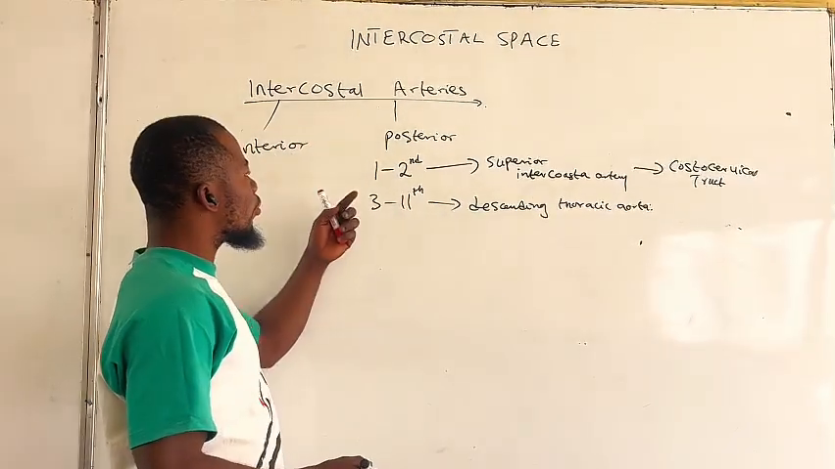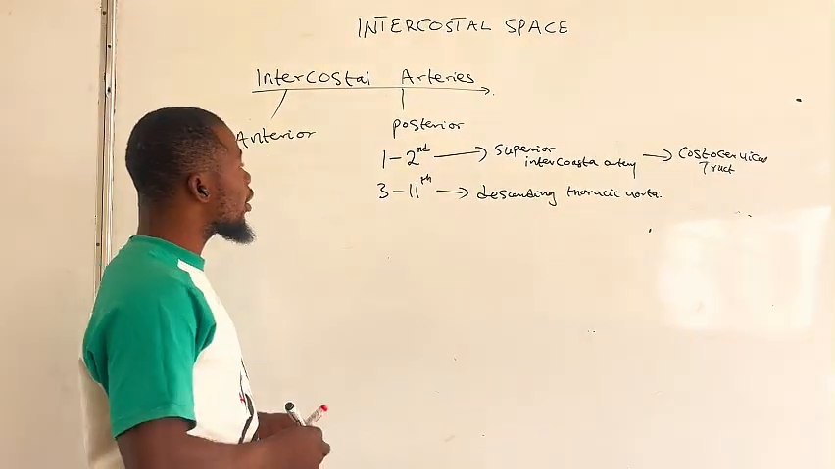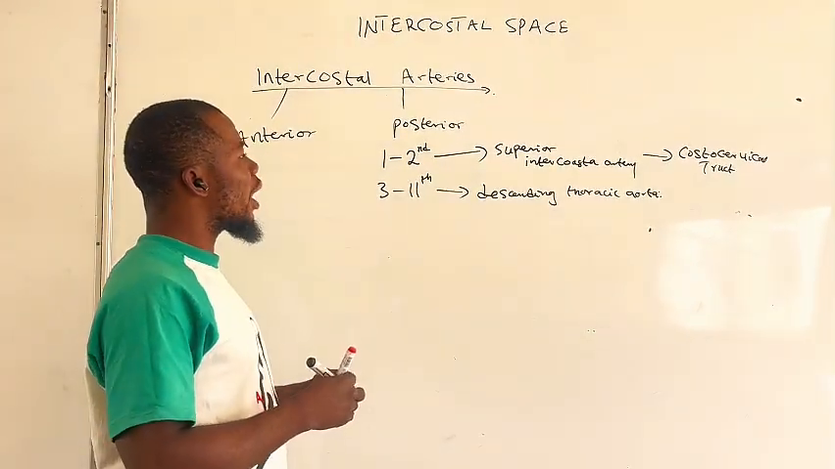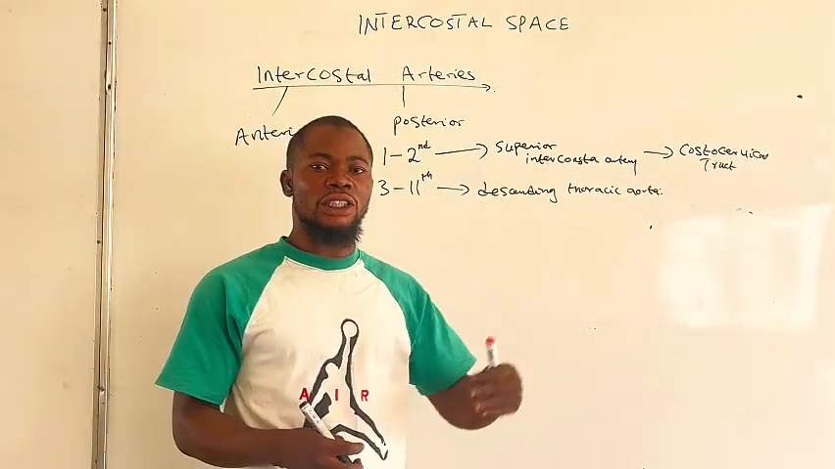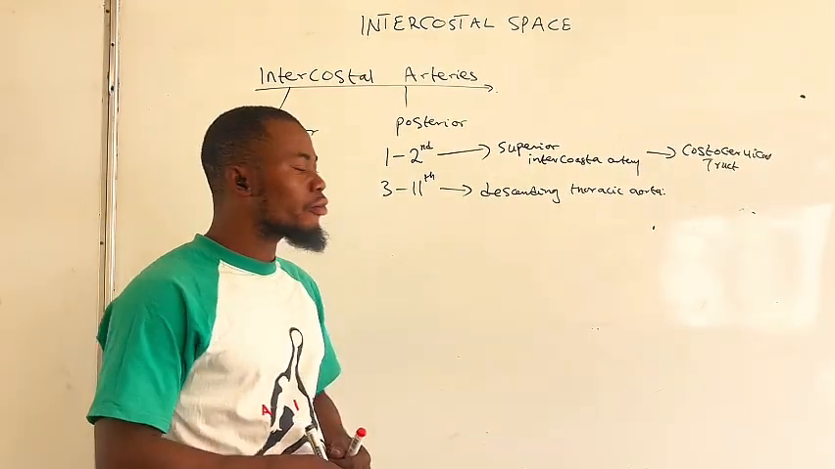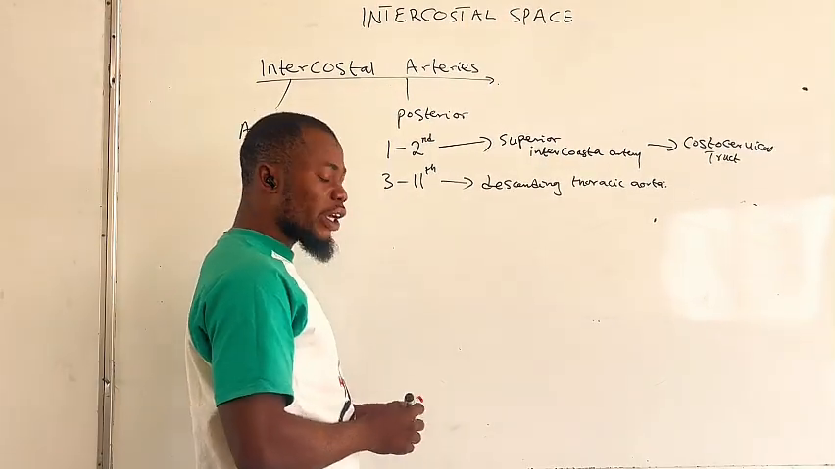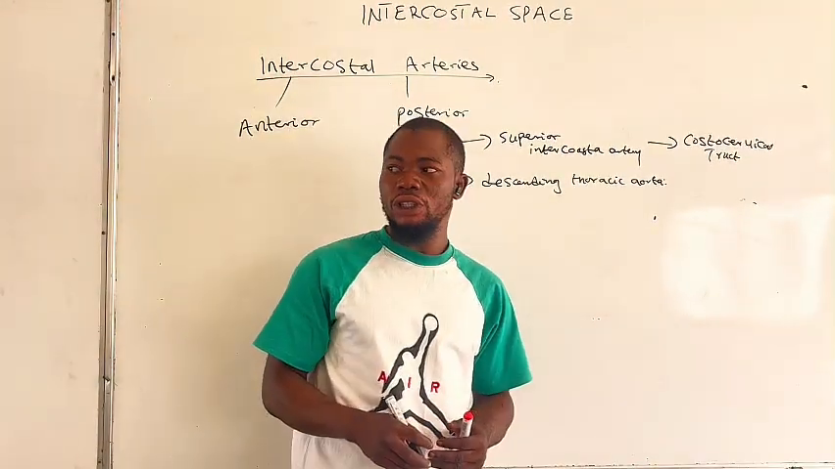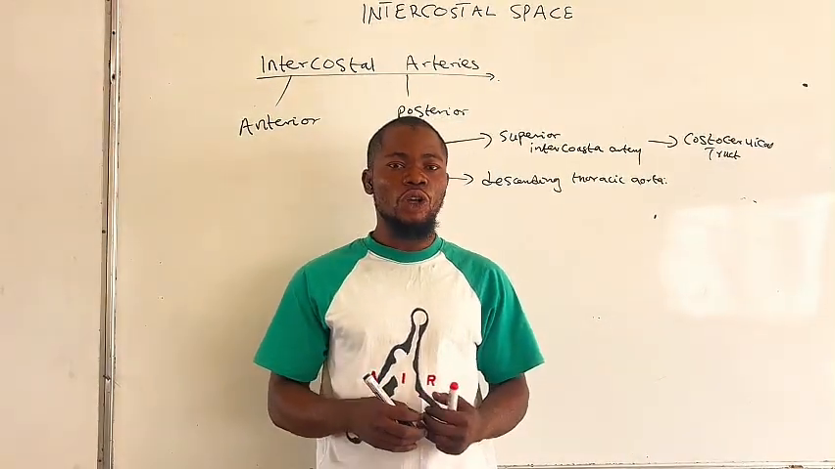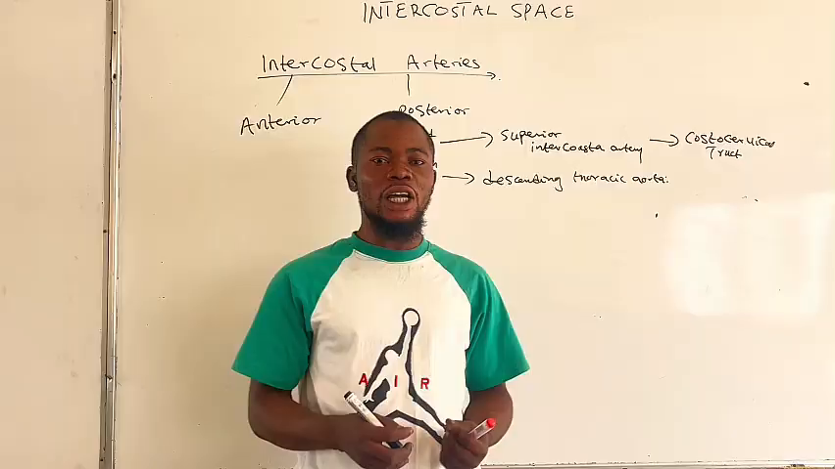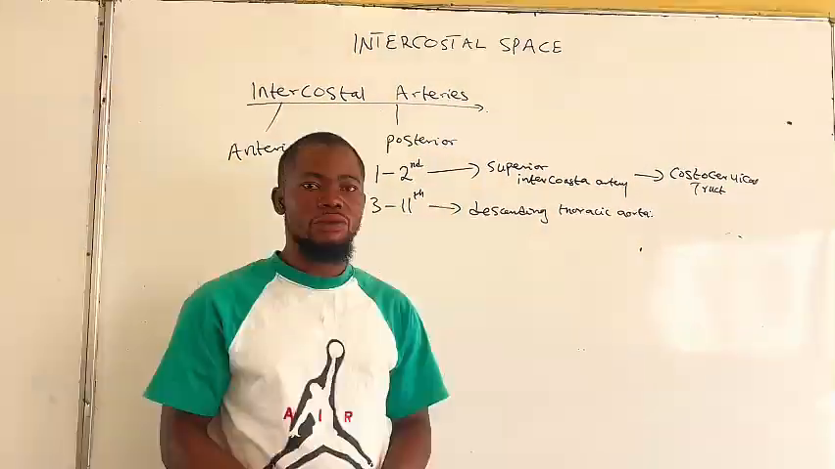Now, the relations of the posterior intercostal artery. In the intercostal space, intercostal arteries are located between the intercostal vein and the intercostal nerves. Terminations of the posterior intercostal artery. In the intercostal space, the posterior intercostal artery terminates at the junction of costochondral, where it anastomoses with the anterior intercostal artery of the same space.